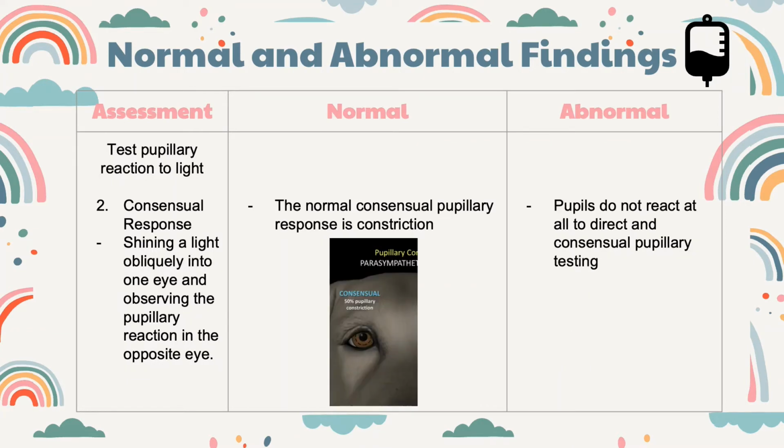Next, under the test pupillary reaction to light, we have the consensual response. This is shining a light obliquely into one eye and observing the pupillary reaction in the opposite eye. The normal consensual pupillary response is constriction, and the abnormal response is that pupils do not react at all to direct and consensual pupillary testing.